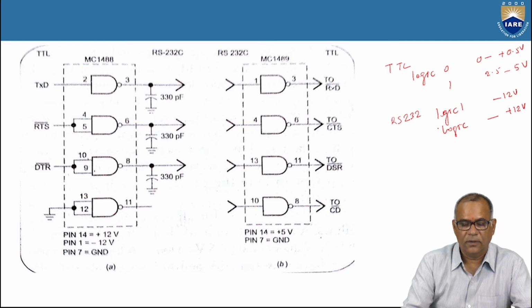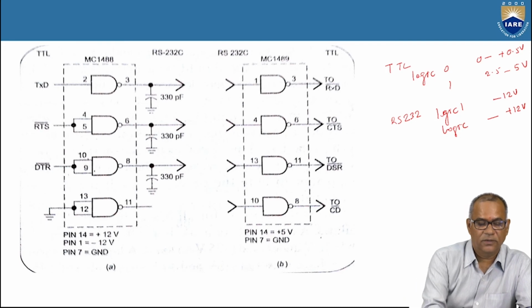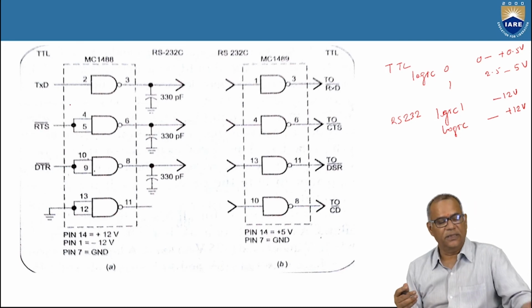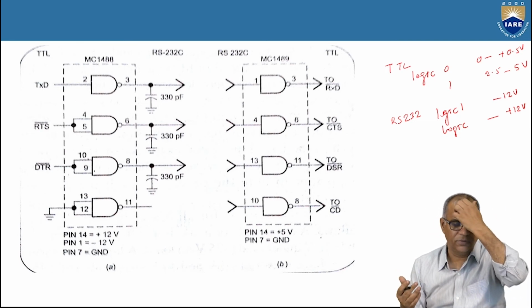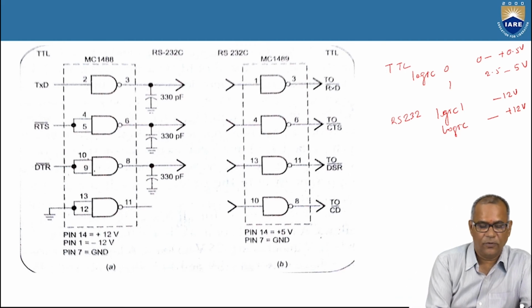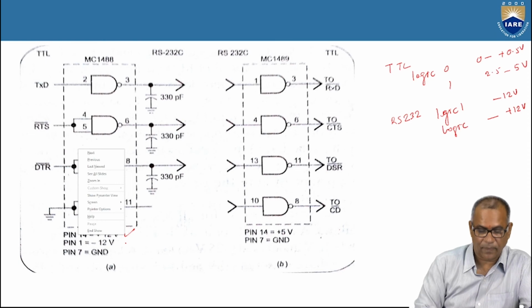So for that, we use an IC MC1488, which converts the TTL logic to RS-232 logic. So this converts the TTL signals to the RS-232 logic. What is the supply voltage for this? Plus 12 volts and minus 12 volts.